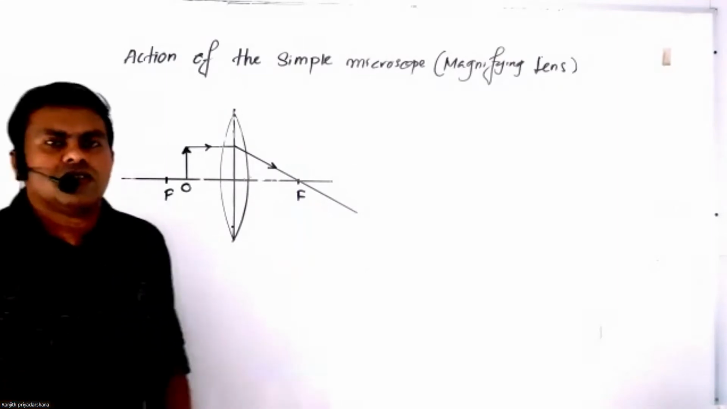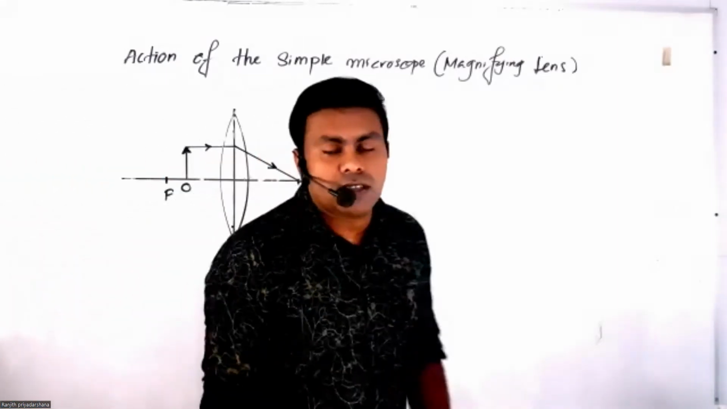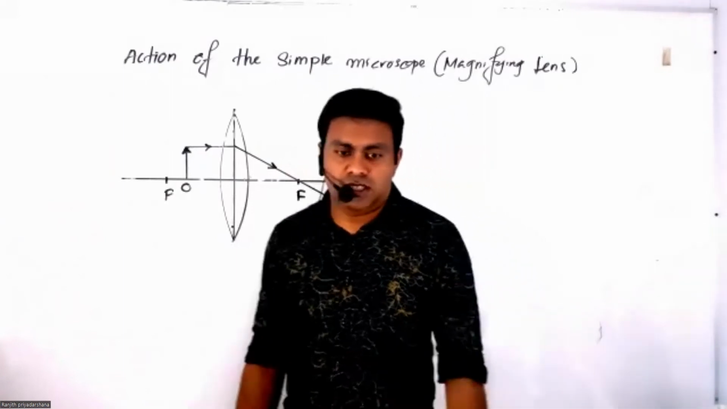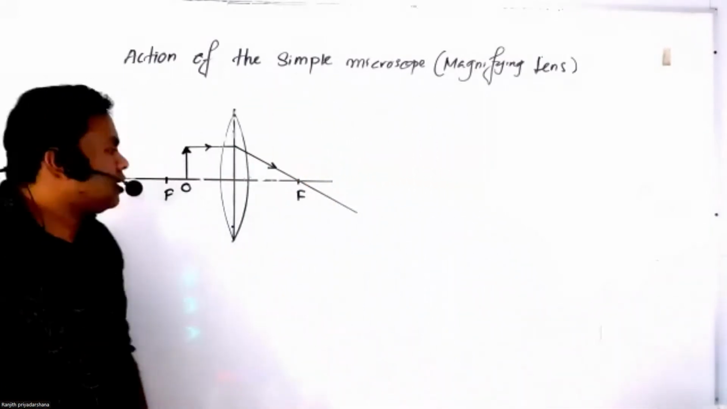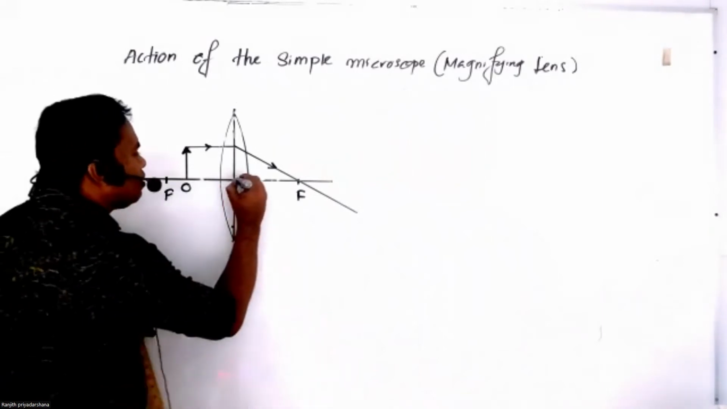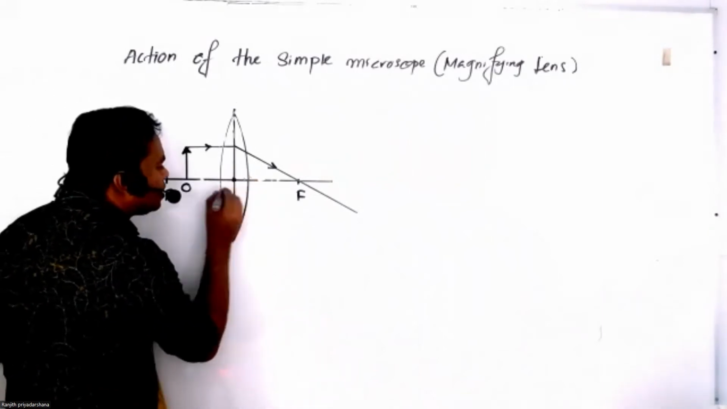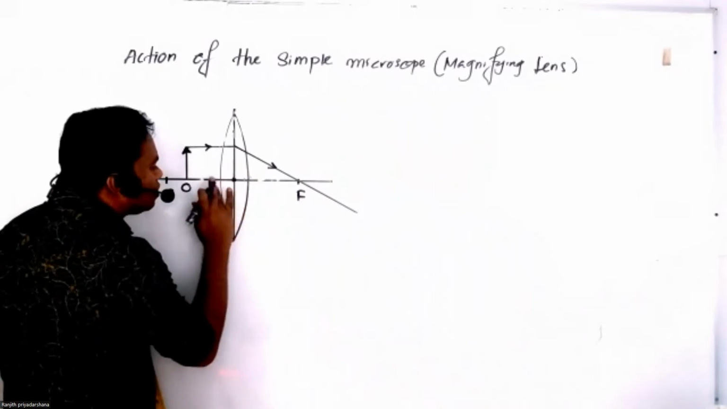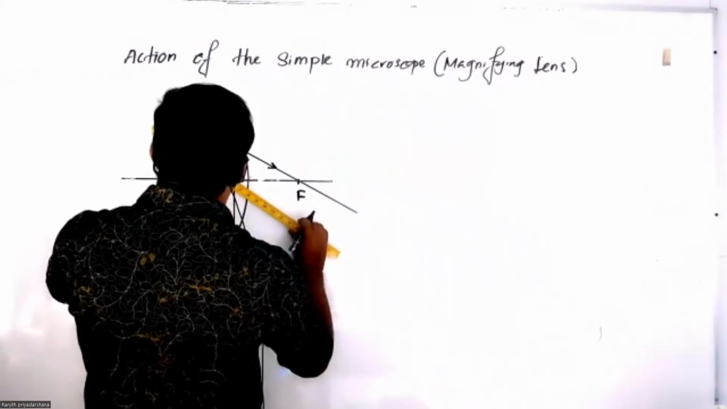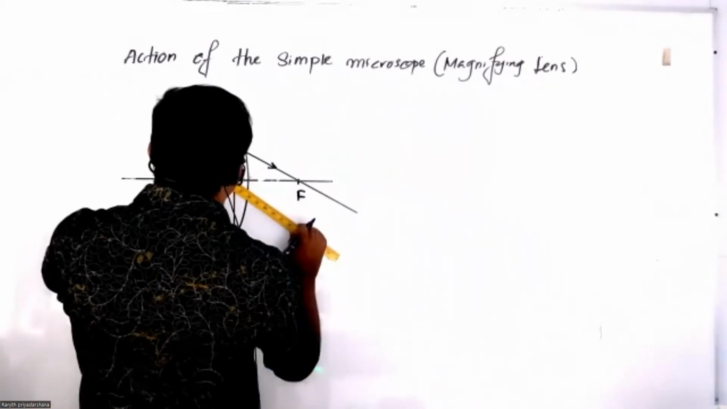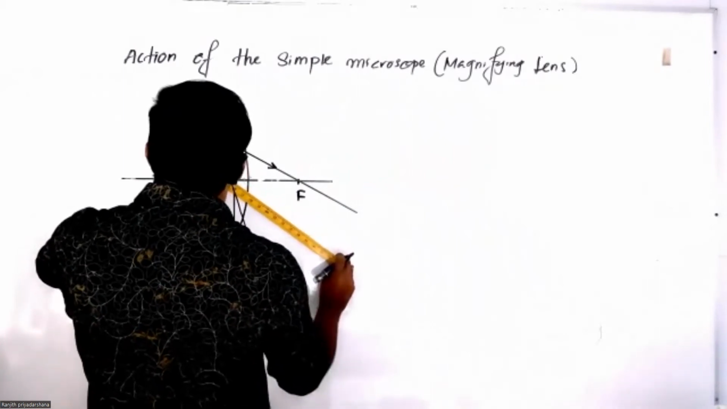Okay, can you find the position of the image by using a single light ray? The light ray that goes through the optical center O does not refract. Okay, so this time.